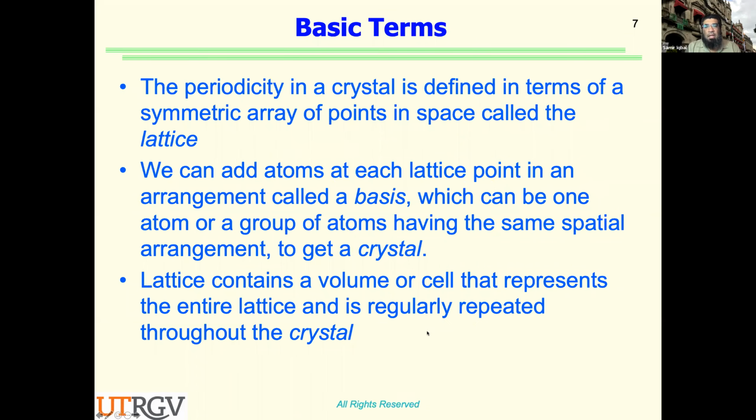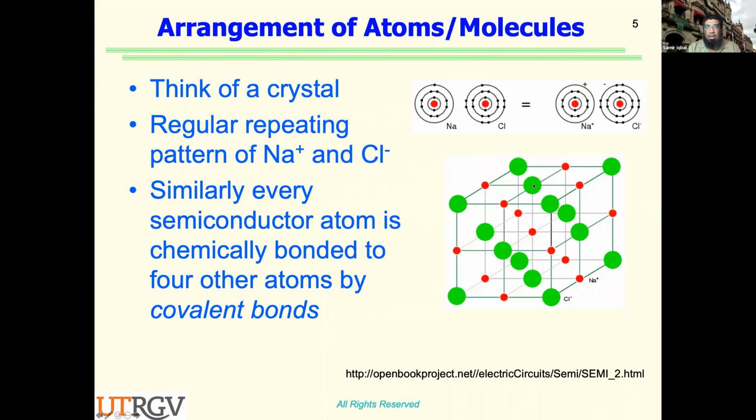But these definitions are all the same. The periodicity of a crystal is defined in terms of the symmetrical array of points, what we call a lattice, and then we have lattice points for all those things. And when we add atoms on those specific points, like we were seeing here in sodium chloride, there are very specific points for sodium and for chloride. And they all are part of a cubic structure which repeats over and over and over, and it repeats for a long distance.